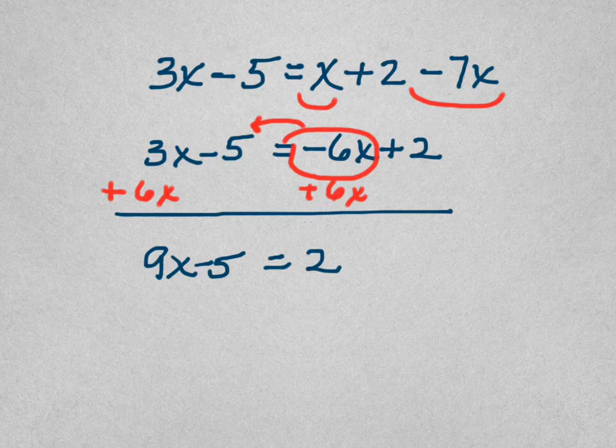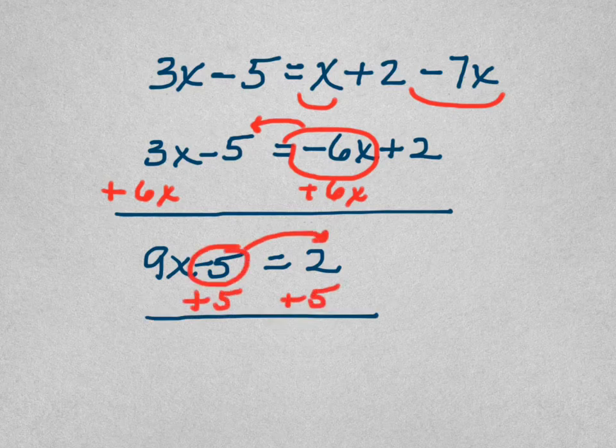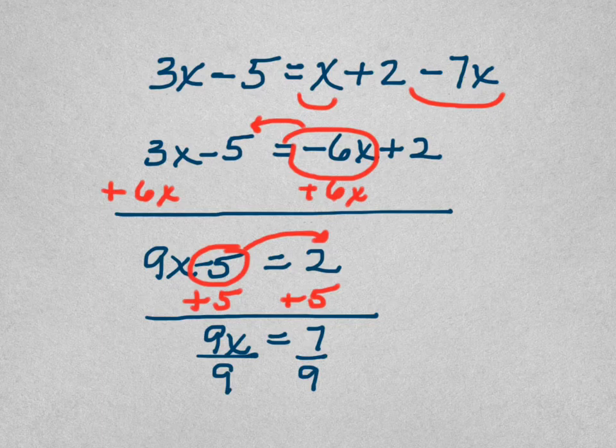Now I have to evaluate this again and say, what do I need to do to get the x by itself? The x is going to stay on the left-hand side. I'm going to move the negative 5 away by adding 5 to both sides. So I'll have 9x equals 7. Now I still don't have my x by itself, so I'm going to have to divide both sides by 9. So I'll have x equals 7/9, and that's my final answer.